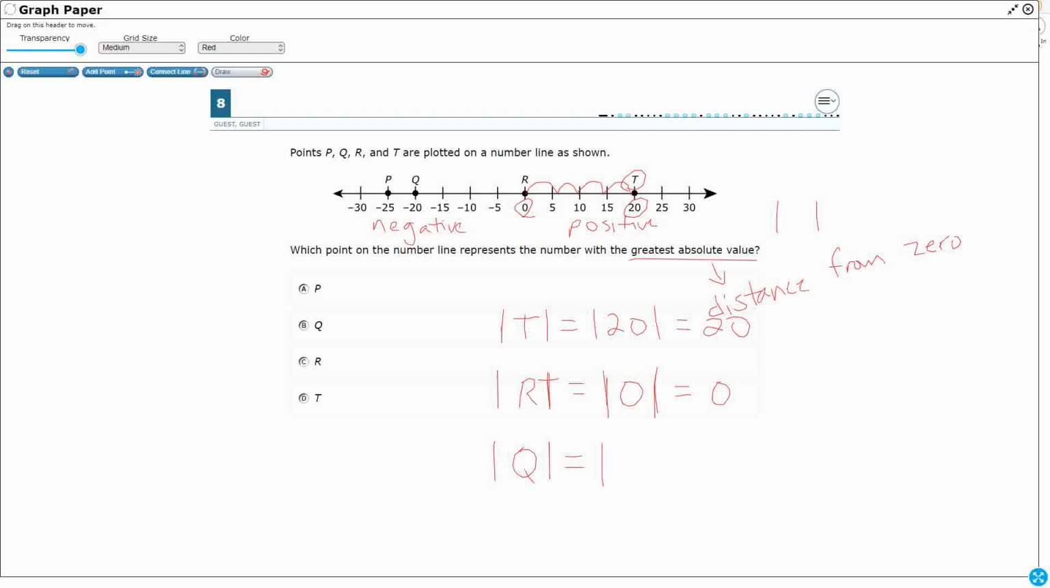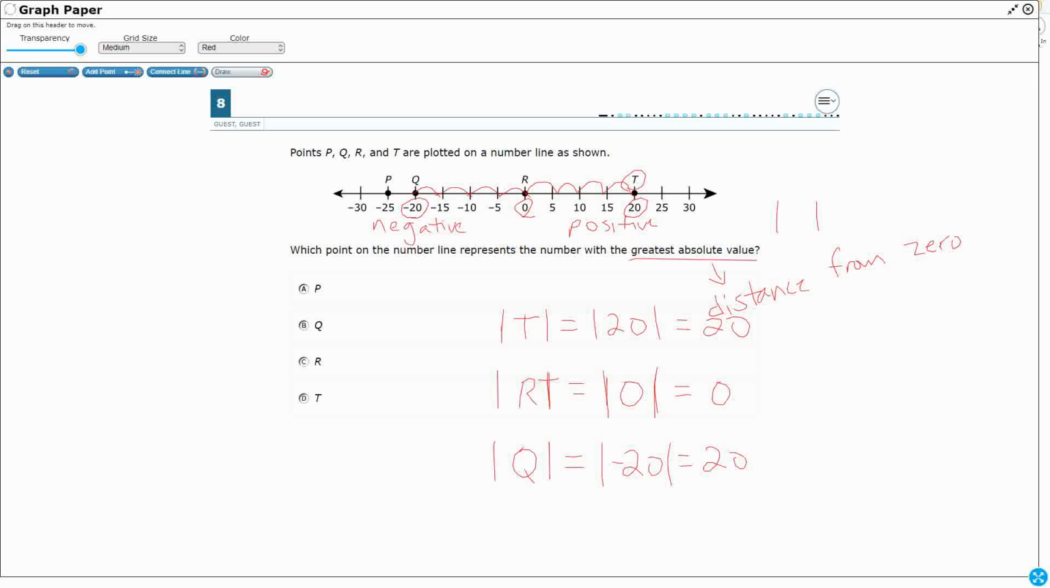So Q is sitting at negative 20. All right, so let's look then, how far away is that negative 20 going to be from 0? Well, if I wanted to get up to 0, I can start at negative 20, and let's skip count by 5s. 5, 10, 15, 20. So negative 20 is 20 away from 0.